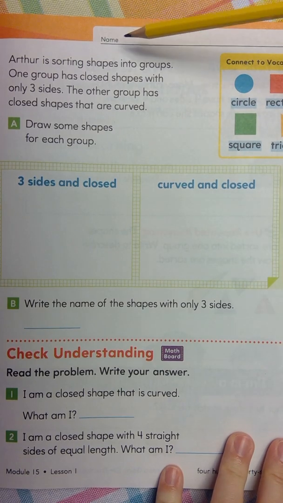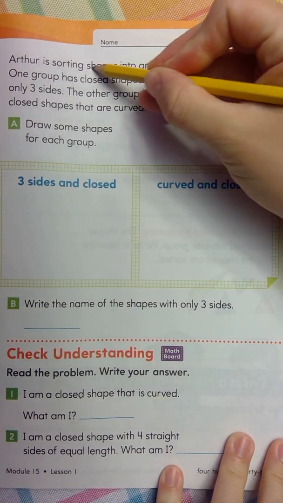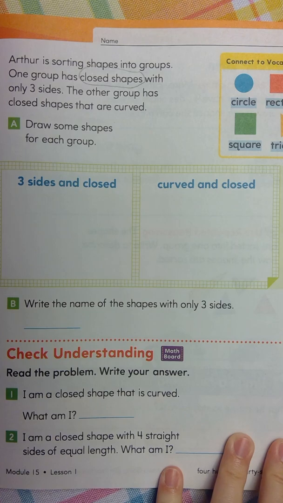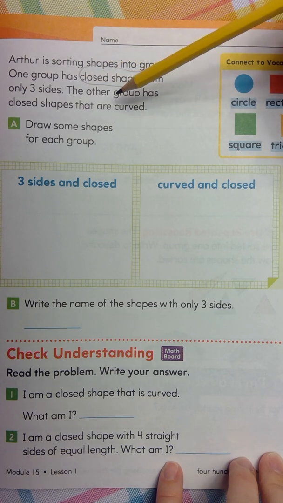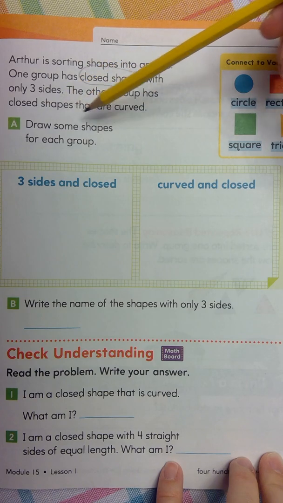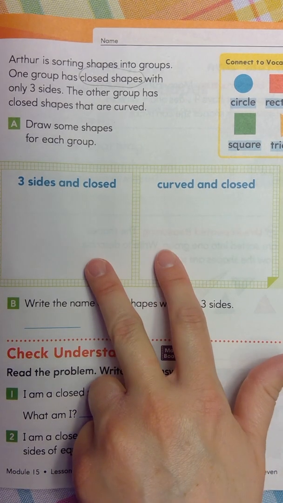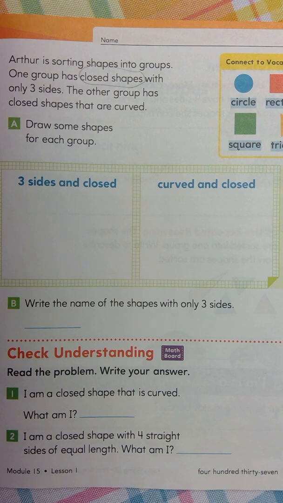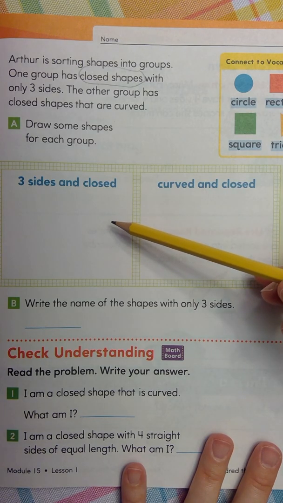Okay, Arthur is sorting shapes into groups. One group has closed shapes. I'm going to circle that. You don't have to circle it, but I'm going to circle it because we're going to come back to talk about it. One group has closed shapes with only 3 sides. The other group has closed shapes that are curved. Draw some shapes for each group. Think about that for a minute. So right here in my boxes, I know I'm going to need a shape with 3 sides that's closed and shapes that are curved and closed. What do you think? 3 sides and are closed.